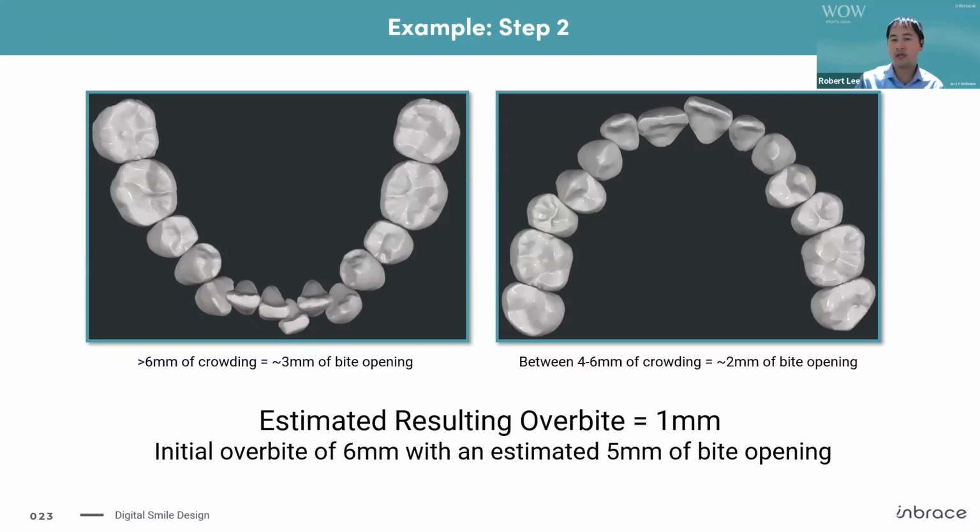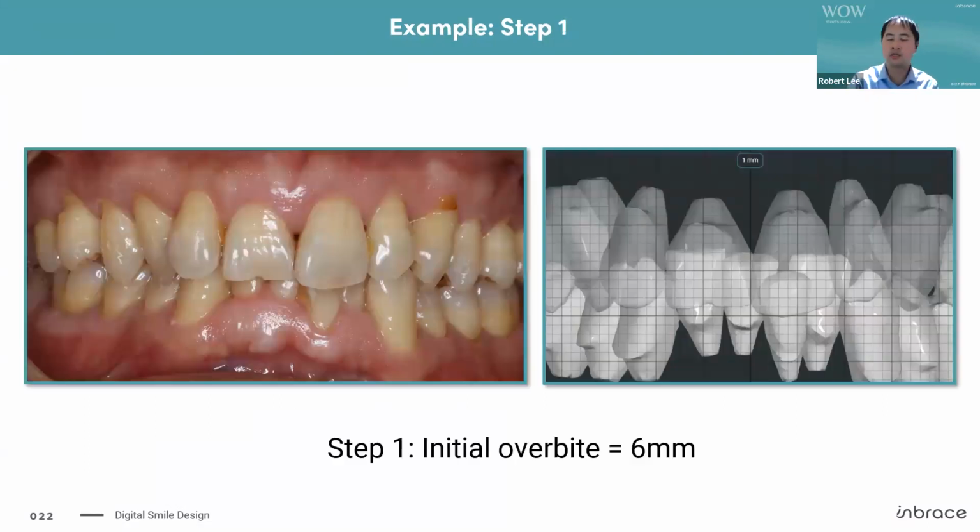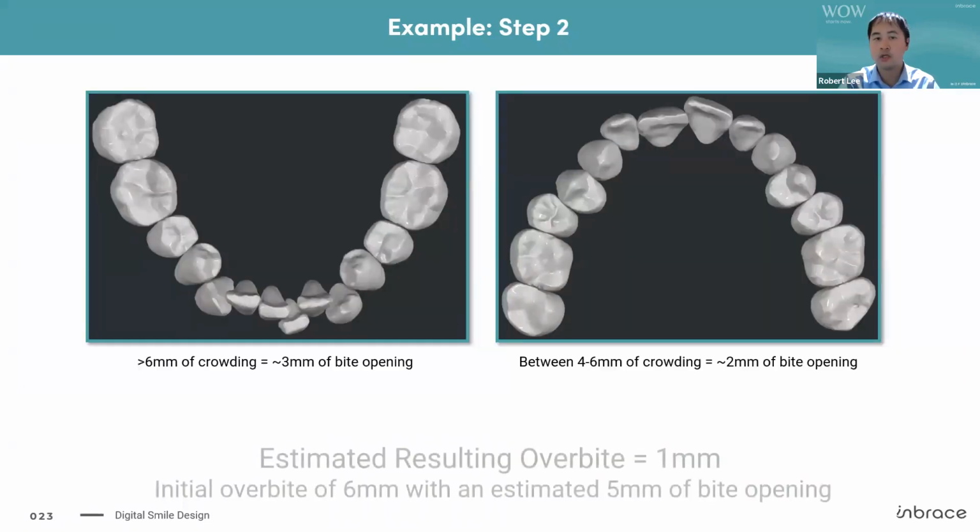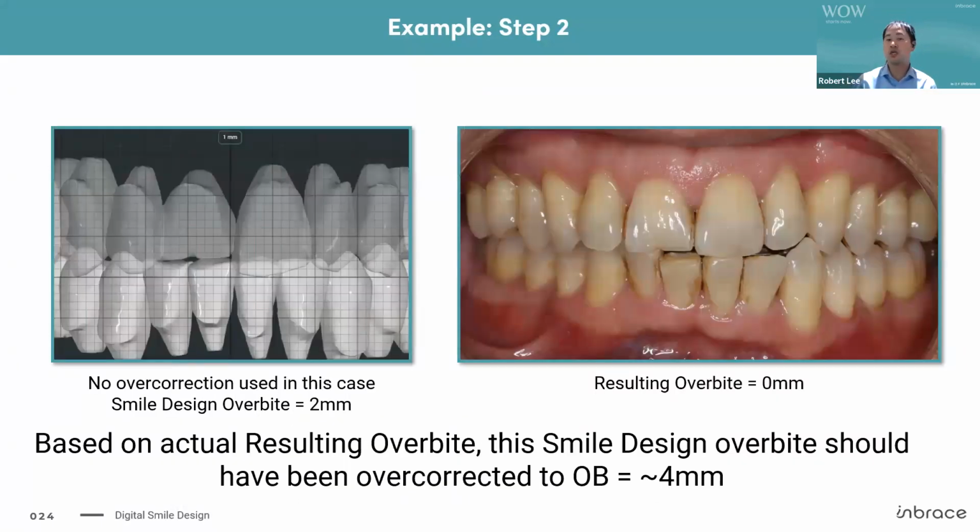So with an open bite tendency, you actually want to overcorrect towards a deep bite, which is why I'm saying if you were to overcorrect automatically to an open bite because you said, oh, a deep bite case, then you'd be overcorrecting in the wrong direction. You'd be opening up even further. Because actually what happened in this case is we ended up with a resulting overbite of 0 millimeters. So again, our estimate was pretty close.